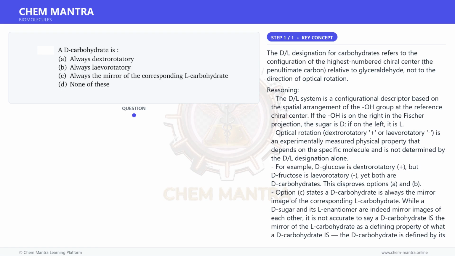More critically, option C is misleading because it implies the D form is defined as the mirror of the L form rather than by its absolute configuration at the reference carbon. The standard and precise definition is solely about the configuration at the penultimate carbon in the Fischer projection, making none of options A, B, or C fully and correctly descriptive of what a D-carbohydrate is. Since A and B are clearly false, D-sugars can be either plus or minus, and C is at best a consequence but not a correct standalone definition. The best answer is D, none of these.